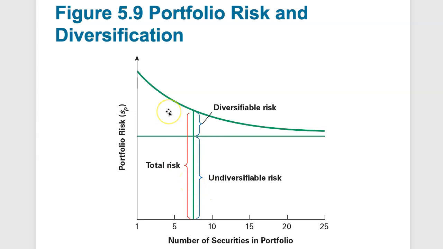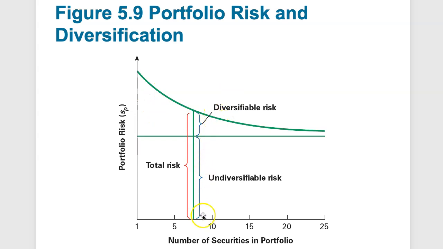Now, the diversifiable risk, you could see here at one stock, you have the highest amount of diversifiable risk. And as you move up until, say, 25 stocks, that continues to decline and then only declines very slightly as you add more than 25 stocks. So you only really need about 25 stocks to eliminate most of the diversifiable risk.